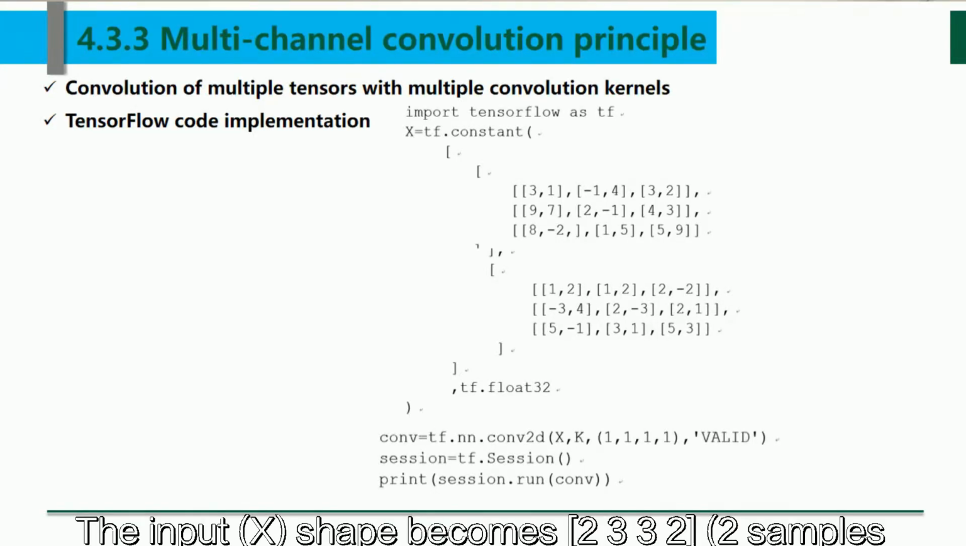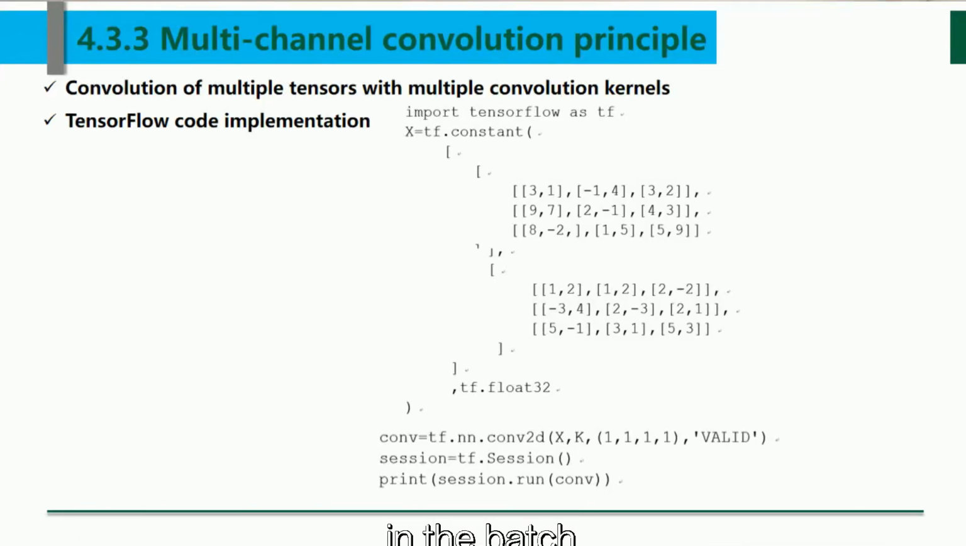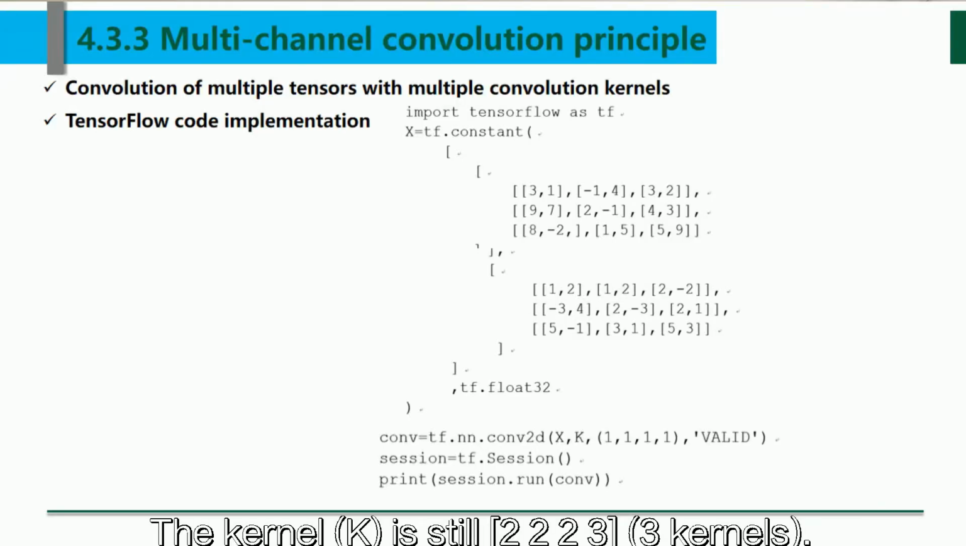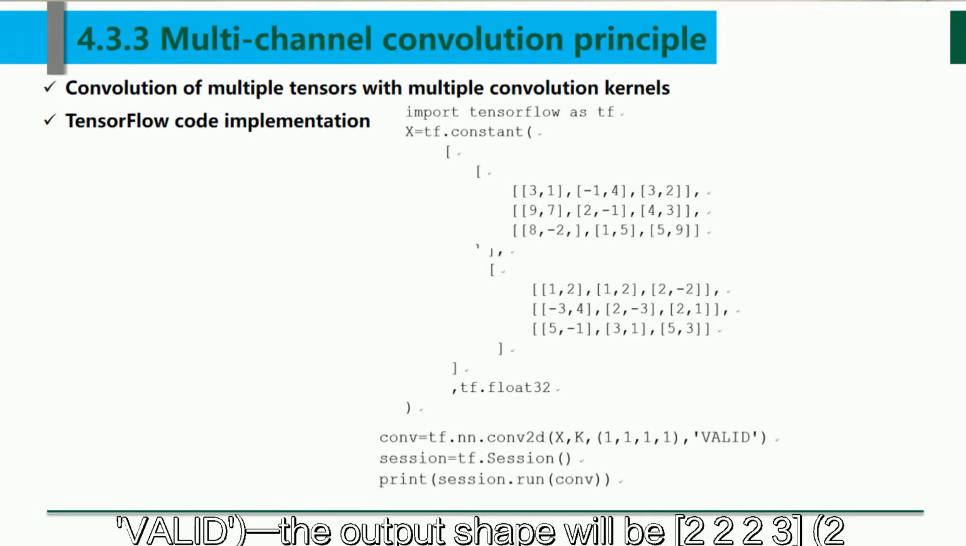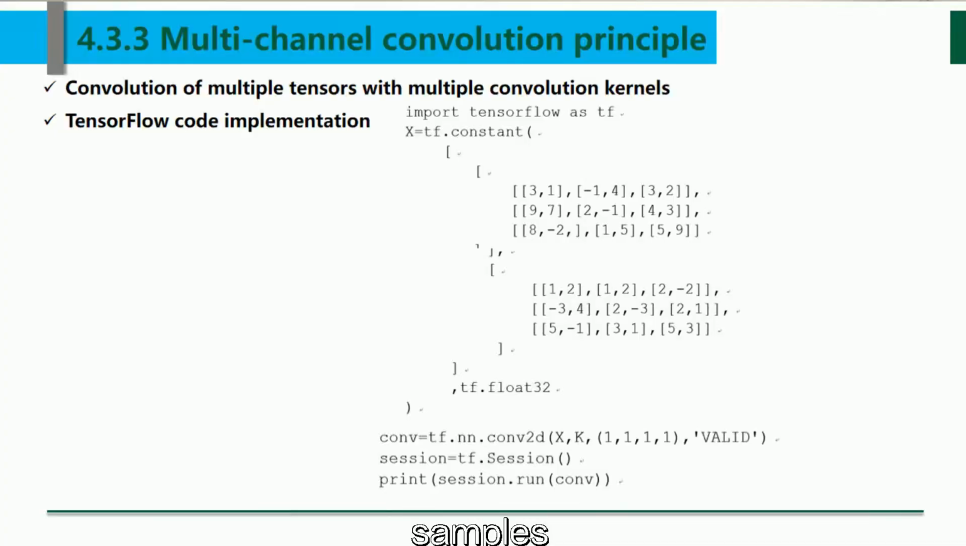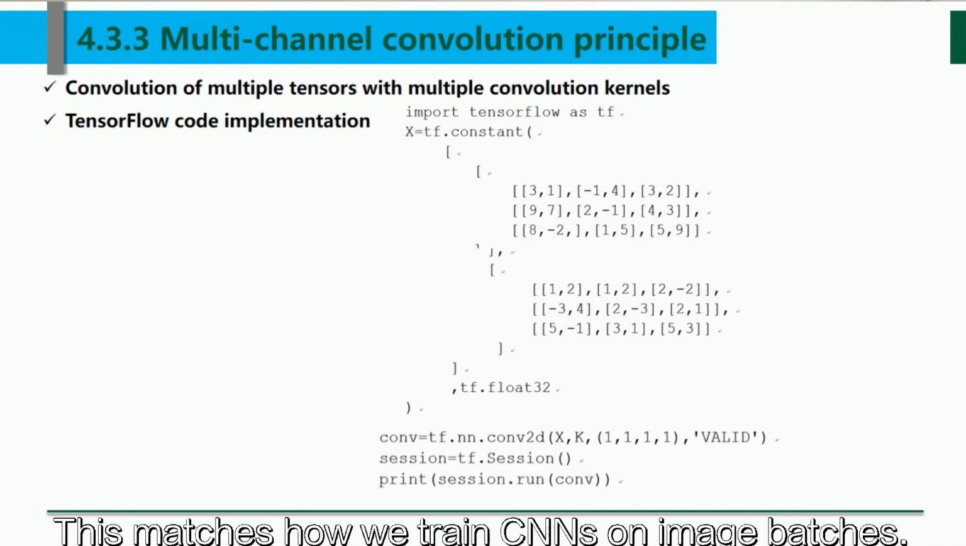The input X shape becomes 2, 3, 3, 2: 2 samples in the batch, 3 multiplied by 3 size, 2 channels. The kernel K is still 2, 2, 2, 3: 3 kernels. Run conv equals tf.nn.conv2d(x, k, [1, 1, 1, 1], 'VALID'). The output shape will be 2, 2, 2, 3: 2 samples, 2 multiplied by 2 feature maps, 3 channels. This matches how we train CNNs on image batches.